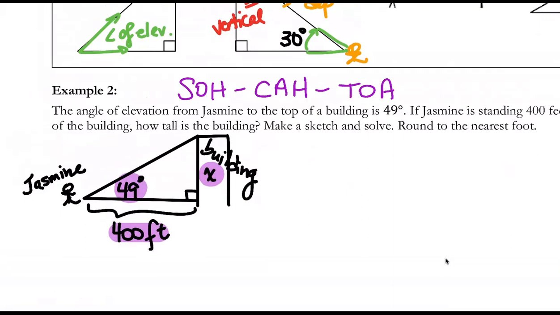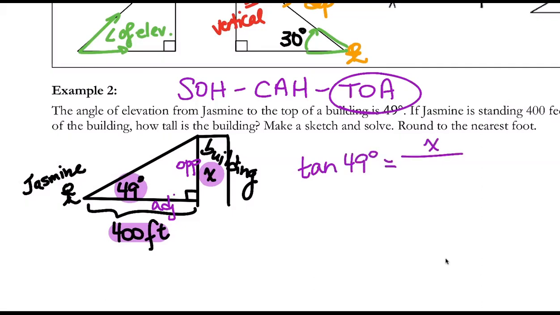Okay, so are we looking at sine, cosine, or tangent? Well, in relation to the 49-degree angle, across the triangle is your opposite, and then beside the angle is your adjacent. So that means we're using tangent. Okay, so the tangent of the angle, which is 49 degrees, is equal to the opposite, which is x, over the adjacent, which is 400.